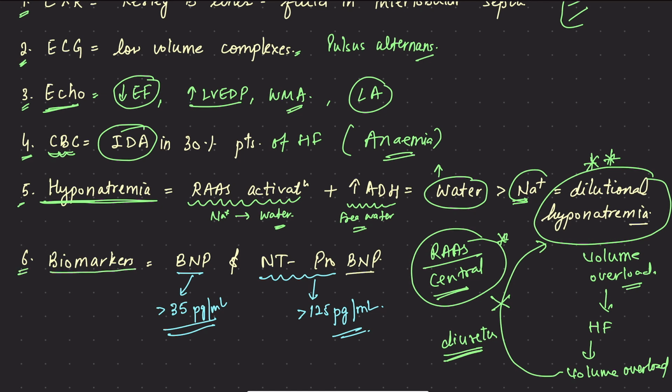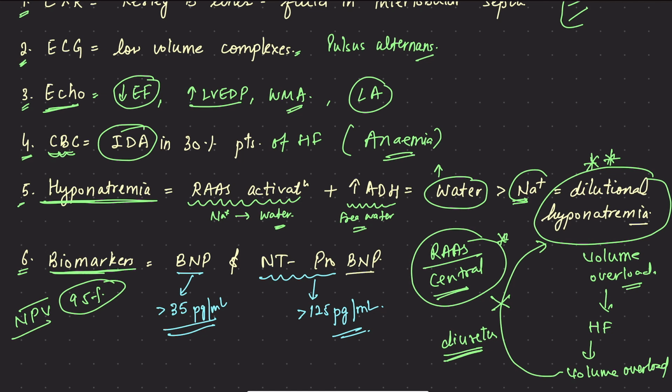Then comes the biomarkers, that is ANP and BNP. We do not do ANP routinely, but we do BNP routinely in our patients of heart failure. Basically, BNP has a very high negative predictive value of 95% or more. So basically, BNP and NT-pro BNP are done to rule out heart failure. Means if BNP is negative, heart failure is not there. But if BNP is elevated, heart failure might or might not be there, because BNP is not specific. Though it has high negative predictive value, it is not very specific.